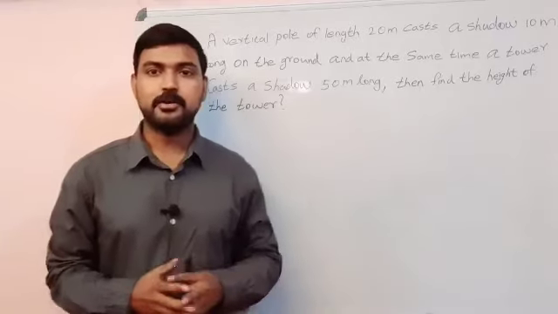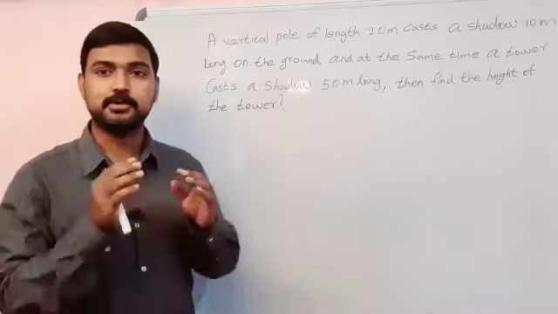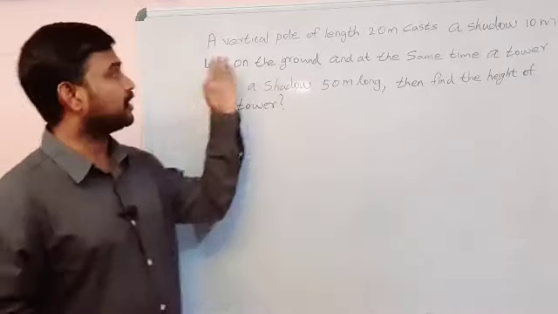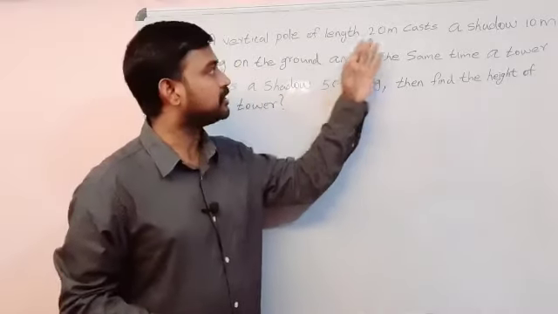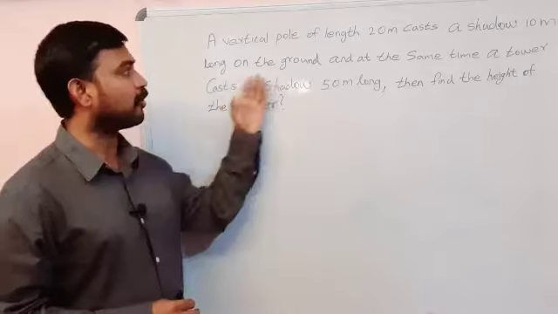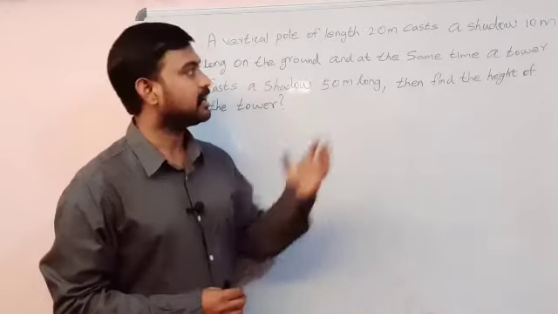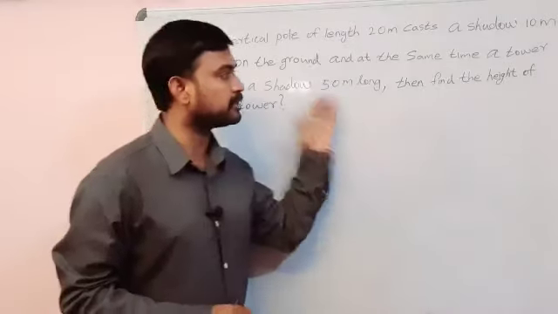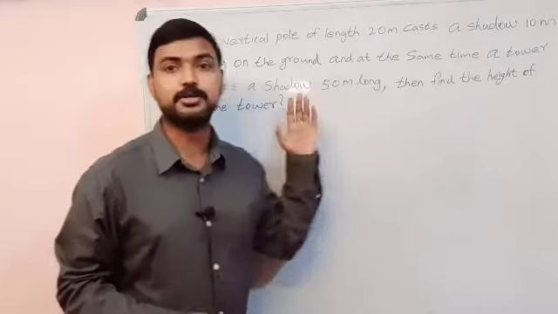Students, now we are going to discuss the second question based on the same concept. We can think of this question. What is the question? A vertical pole of length 20 meter casts a shadow of 10 meter long on the ground, and at the same time, a tower casts a shadow 50 meter long. Then find the height of the tower.